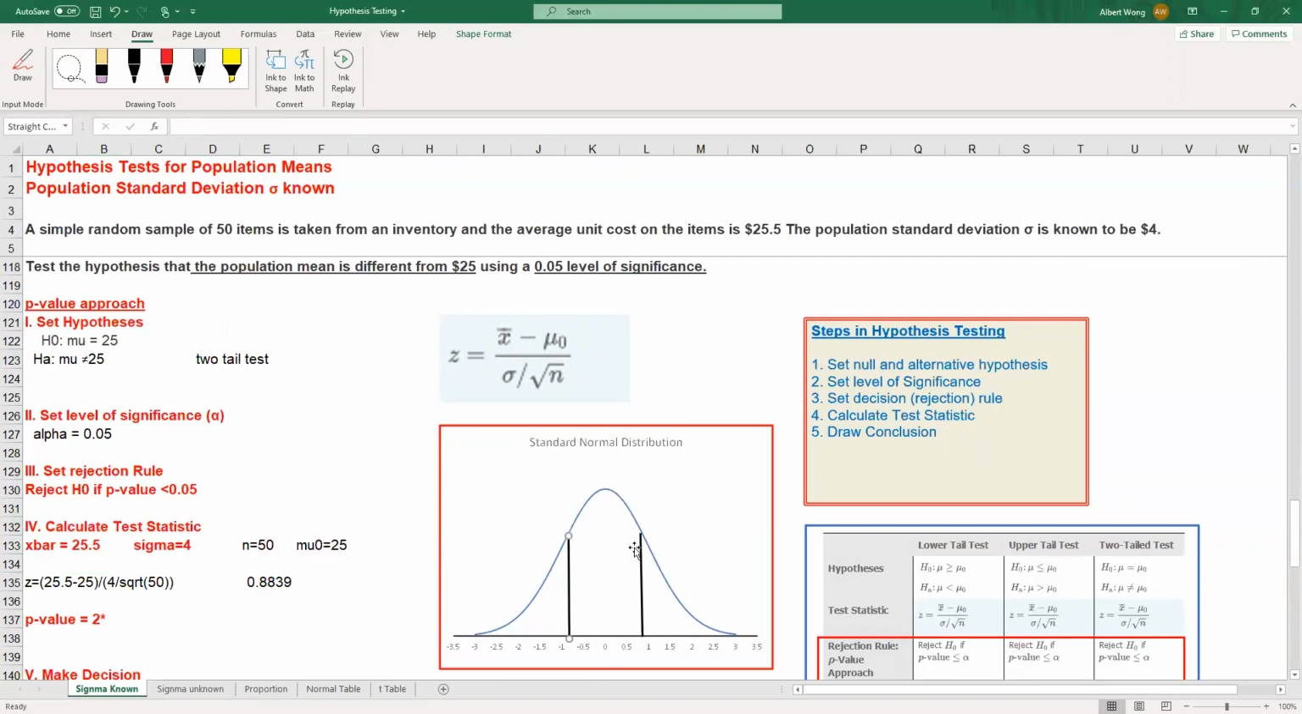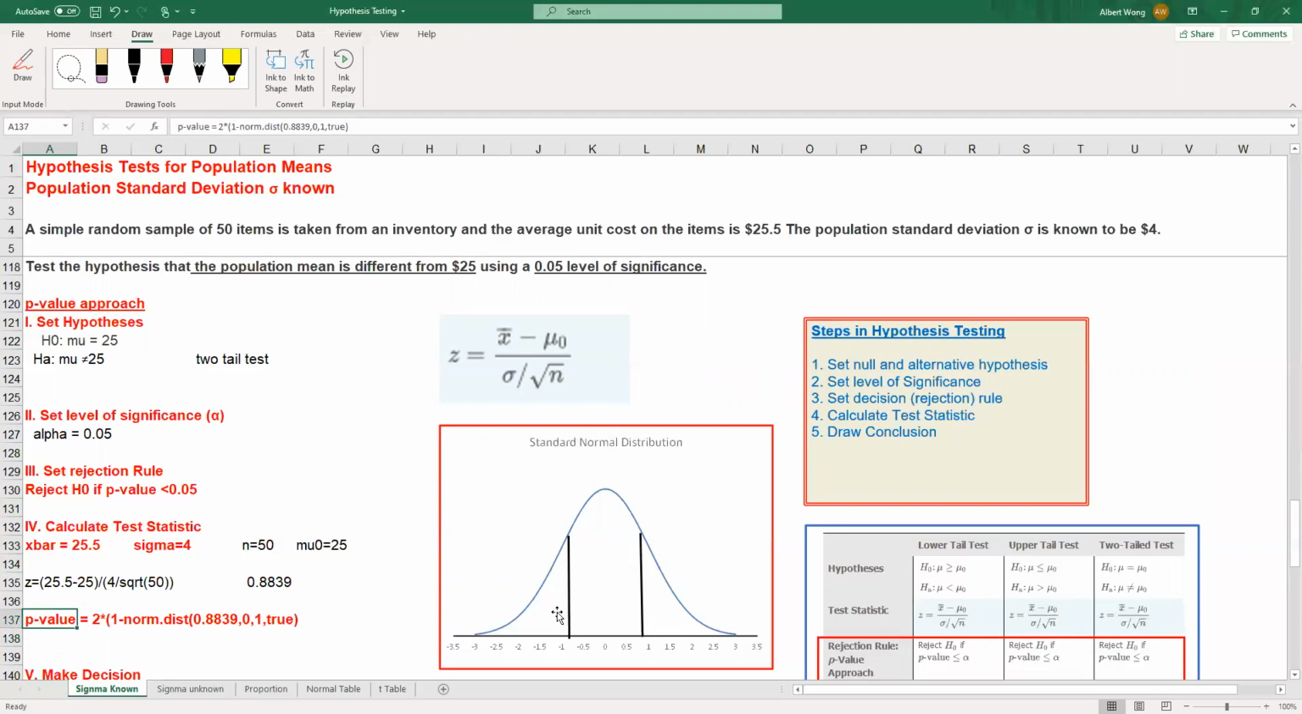Again, same as before, the table gives us this area, right? So we can calculate this area, and 1 minus that would give us this area, and then we multiply by 2. Let me write this out for you. The p-value is equal to 2 times 1 minus the normal distribution lower tail for it, right? The lower tail is 0.8839, 0, 1, and 2. That's how you calculate the area.